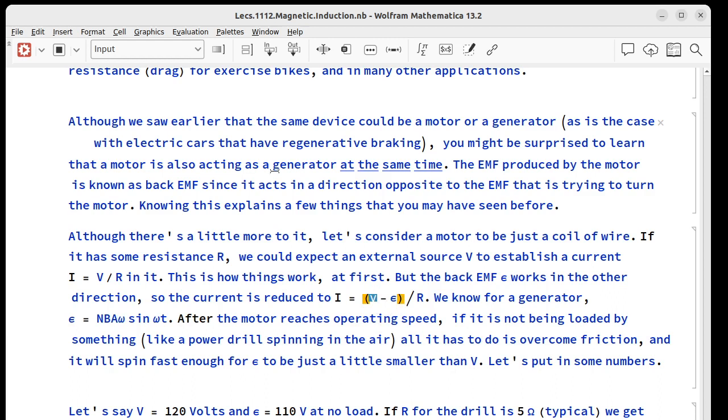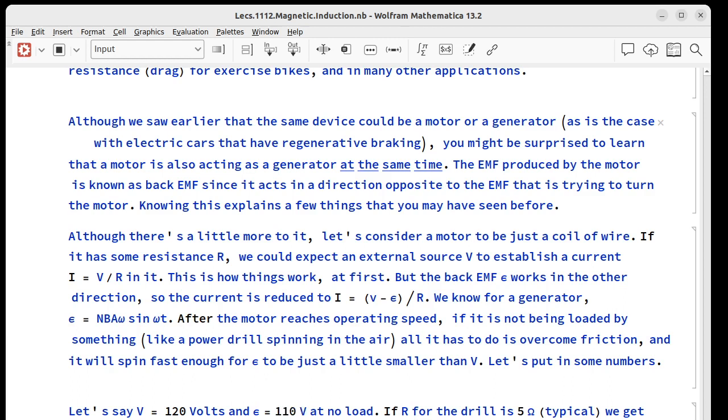We can put in some numbers to see. Let's say your wall is providing 120 volts RMS, because it does. And let's say at no load, the back EMF is 110 volts. If the resistance of the coil wire inside the drill is 5 ohms, and this is ballpark, we get a current while it's running full speed of 120 minus 110 over 5, 2 amps, which isn't much current.